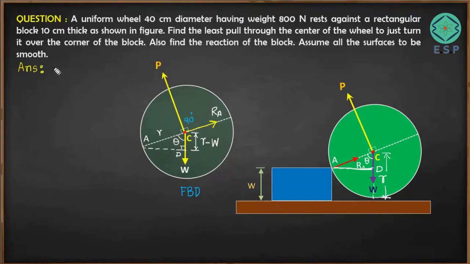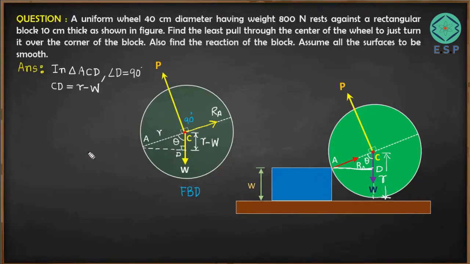So we can say in triangle ACD, angle D is 90 degrees, as you can see from the figure itself. So therefore, this particular length CD is nothing but radius R minus W. So R minus W, if you do, you will get the value. So CD we got is R minus W, friends.